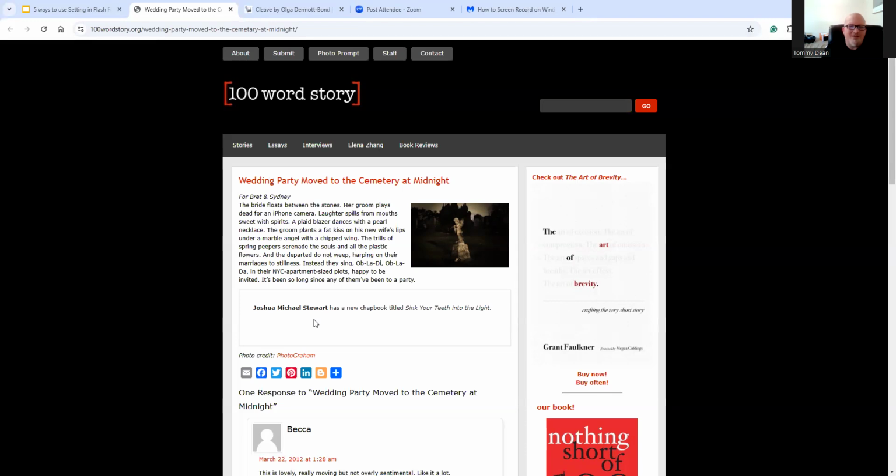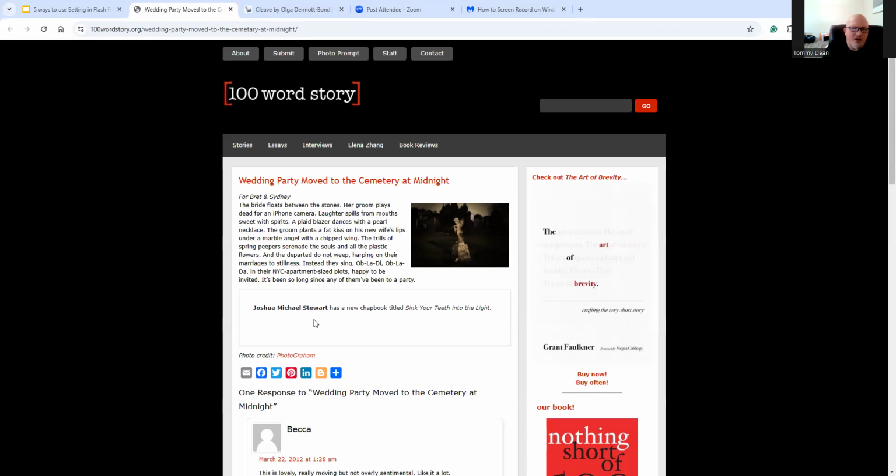Wedding party moved to the cemetery at midnight. The bride floats between the stones. Her groom plays dead for an iPhone camera. Laughter spills from mouths sweet with spirits. A plaid blazer dances with a pearl necklace. The groom plants a fat kiss on his new wife's lips under a marble angel with a chipped wing.